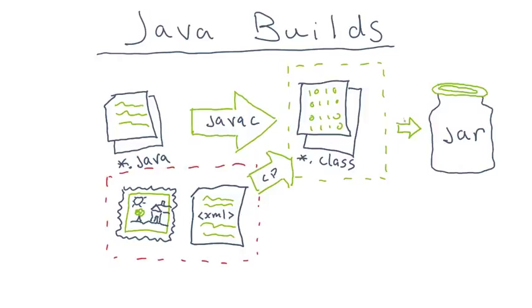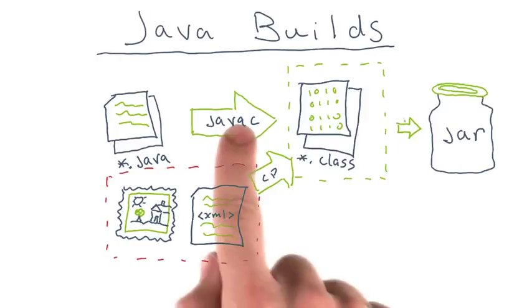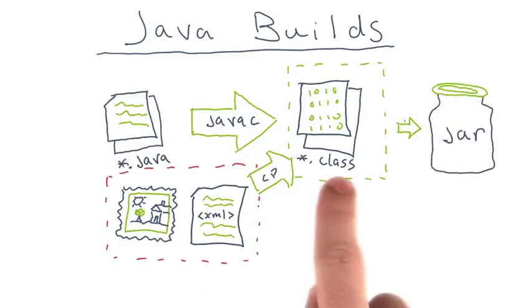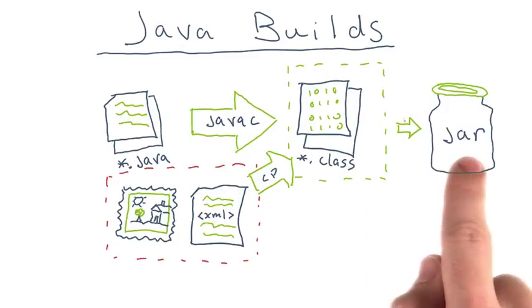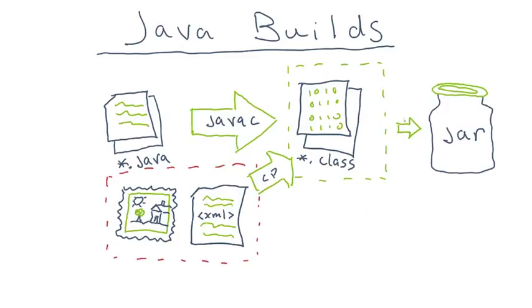Building a Java project doesn't seem too bad at first glance. You just call javac on your source files and it spits out some class files. You can also copy over resources like images and strings. For distribution, you can jar up your class files and resources and you're done, right?